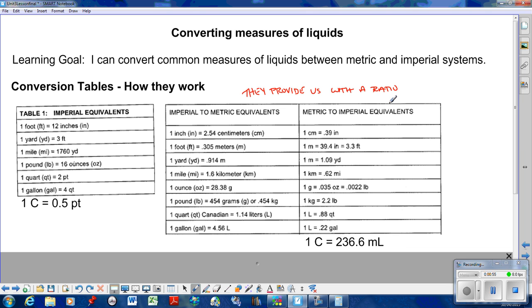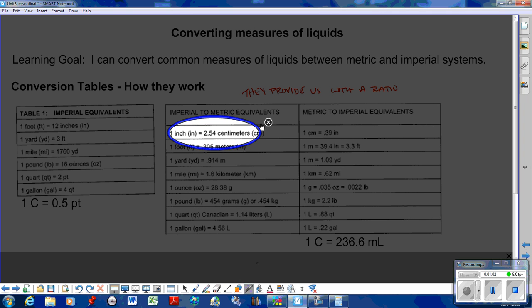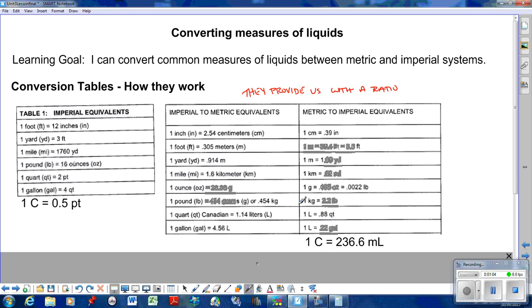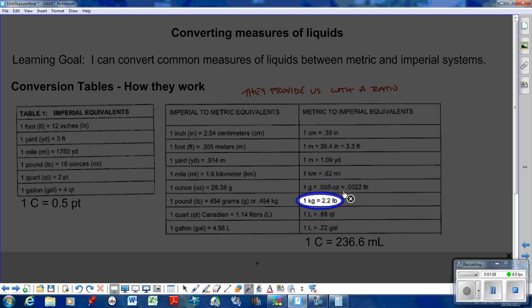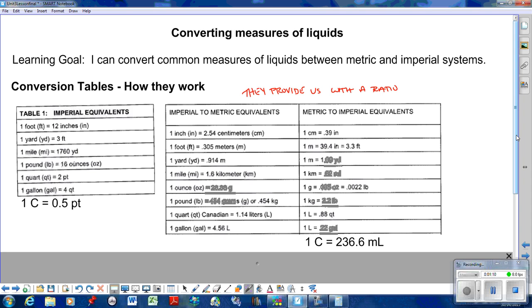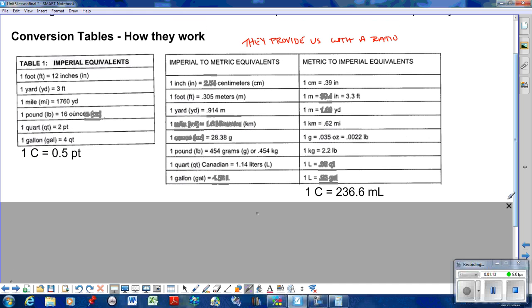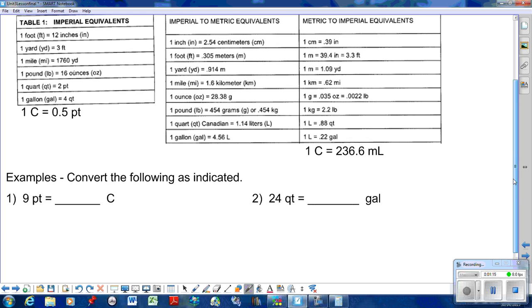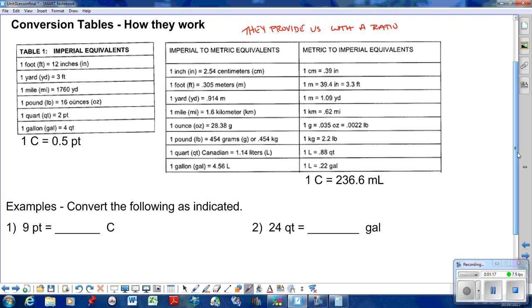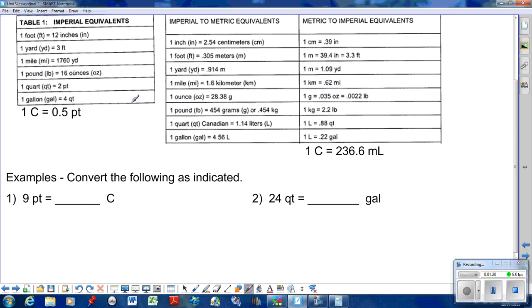All right. So if you look at them, we see that 1 inch is 2.54 centimeters, so it's 1 to 2.54. We see that 1 kilogram is 2.2 pounds, so it's 1 to 2.2. So that's how that chart works for us. So let's look at a couple of examples as we go through. So the example is at the bottom of the page, and we're going to refer to this chart.